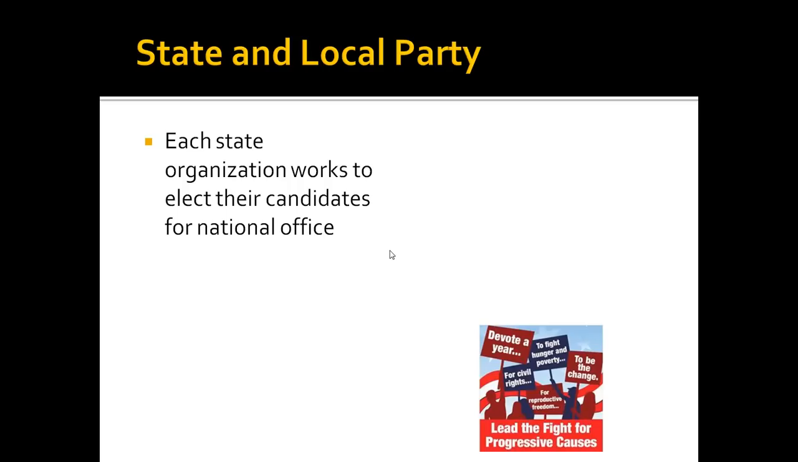The state and local party. We divide this up just like federalism, and we have a Minnesota Republican Party and a Minnesota Democratic Party. And they work to elect local candidates in state elections. So our state Congress, our state Senate, they work to help organize all of these candidates to try and get as many people in as they can.